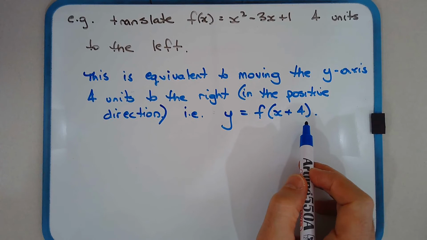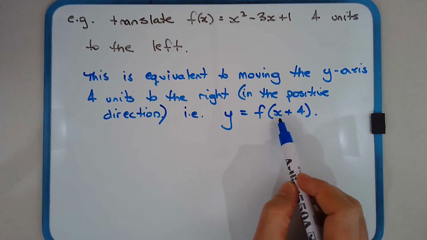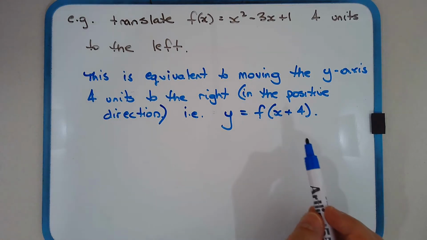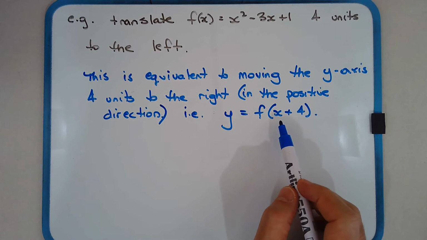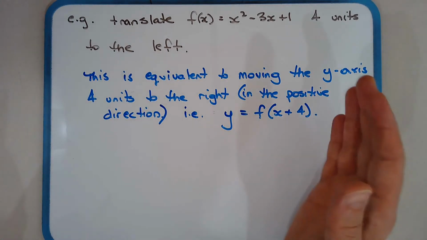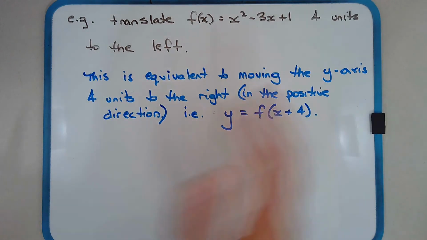Again, it's like you're giving 4 units to x. X is going, oh, I've got too much here, too much money. I'm going to give up 4 units, so take away 4 units. So again, the graph moves to the left. It's the same as moving the y-axis to the right-hand side.